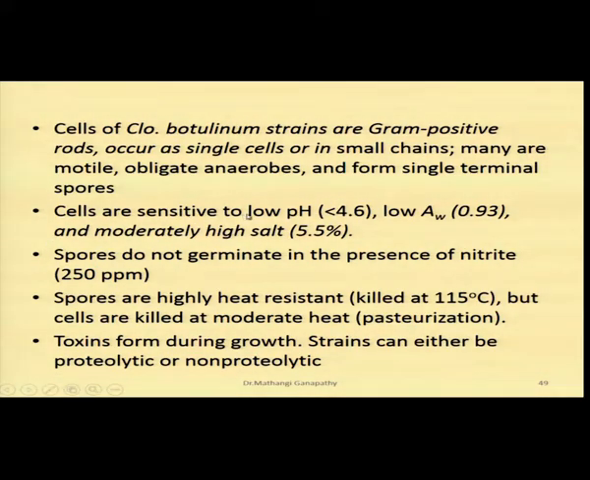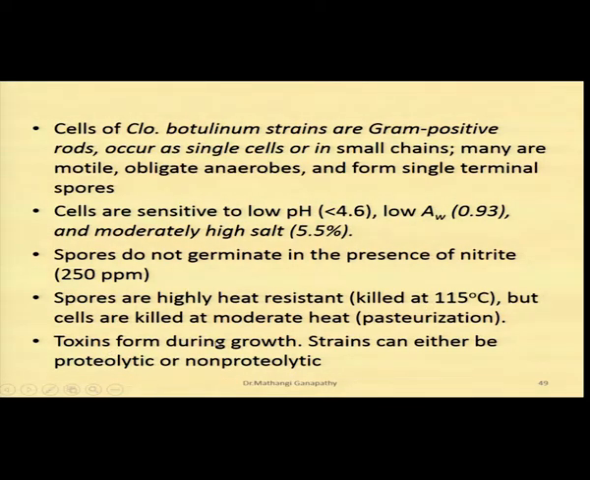The cells are sensitive to low pH, less than 4.6, low water activity and moderately high salt. And in the presence of nitrate, the spores cannot germinate. The spores are highly heat resistant. So to kill the spores, you require a temperature of 115 degrees centigrade. But at moderate heat, they can be pasteurized. Cells can be killed by pasteurization. The spores require high heat, 150 centigrade, for destruction.